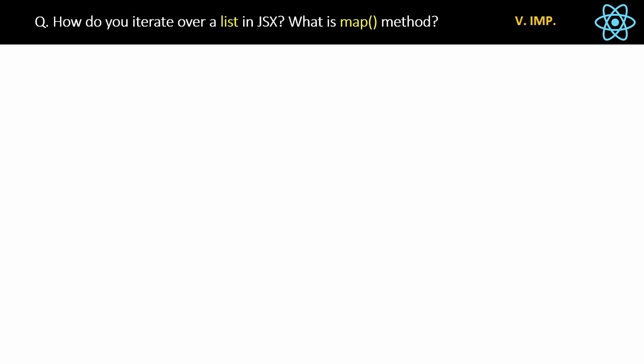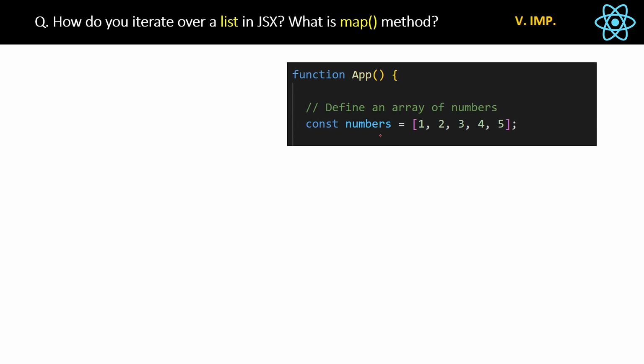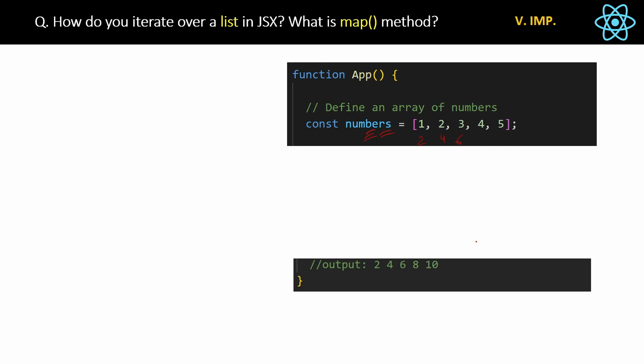How do you iterate over a list in JSX? What is the map method? Alright, let's see the use case first. Suppose you have this array inside the app component. Now your task is to loop through this array and then return a new array where every number is modified and multiplied by 2 like this. This should be the output you need. This is the requirement. So a new array, with every element multiplied by 2 from the old array.